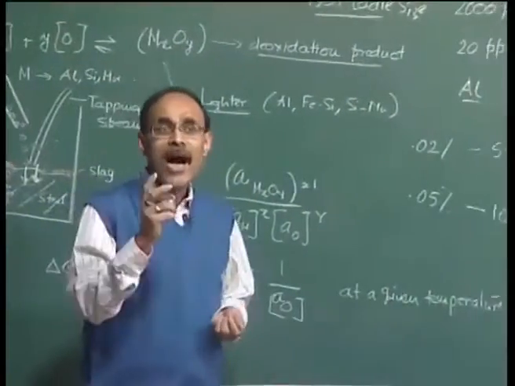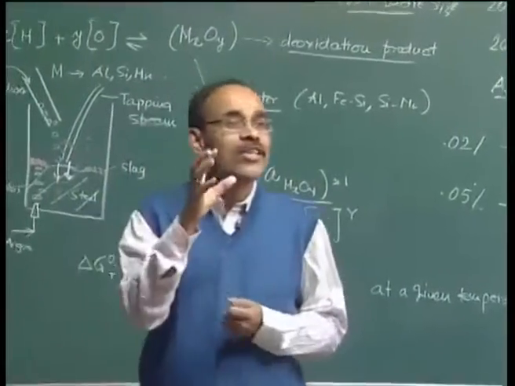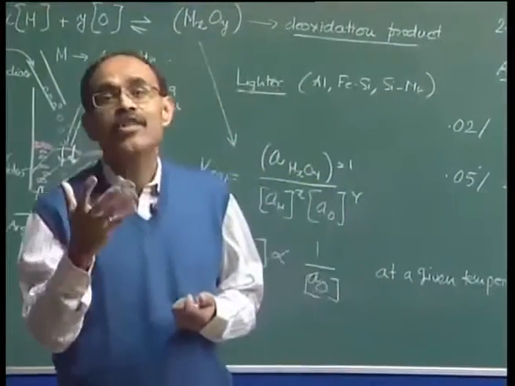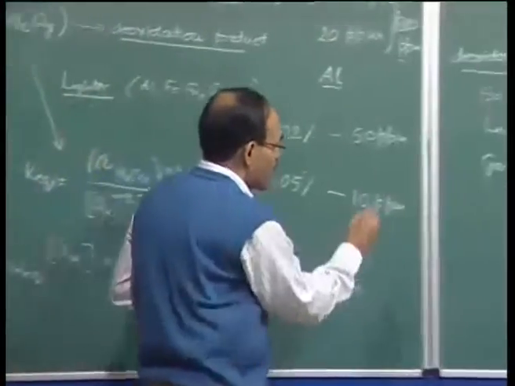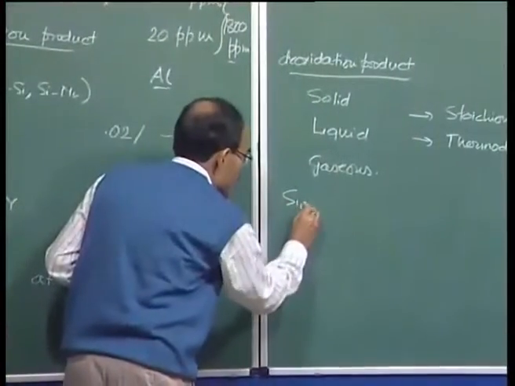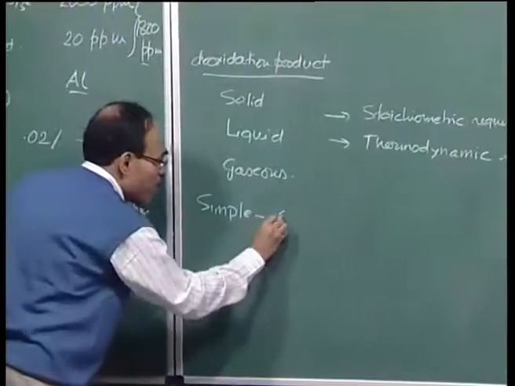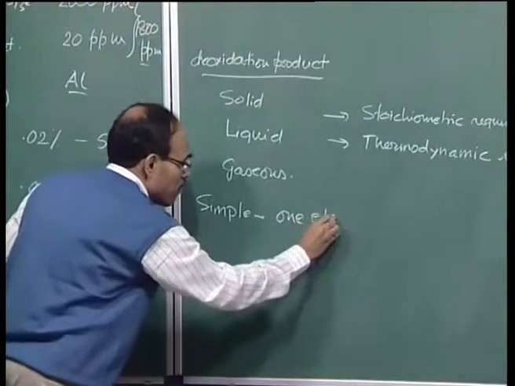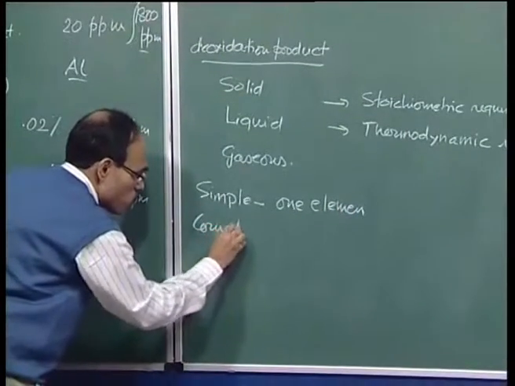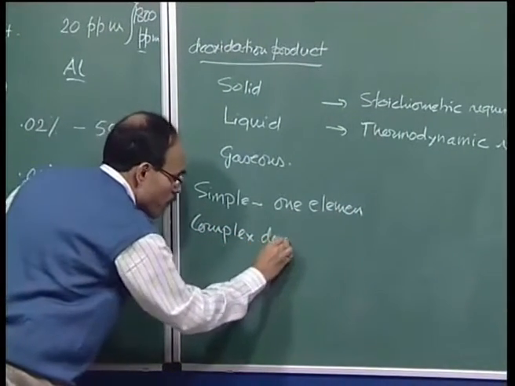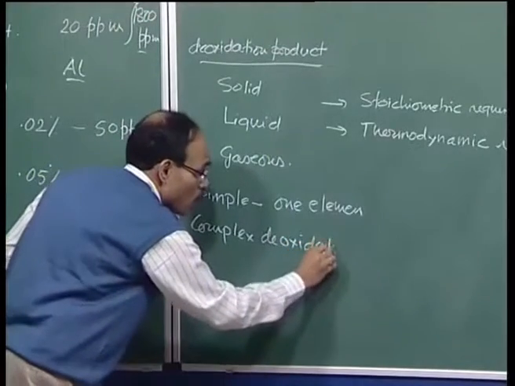Deoxidations basically are of two types. One is called simple deoxidation and the other is called complex deoxidation. Now, what does this imply? Simple deoxidation means that you have only one element, and complex deoxidation means we have more than one element.